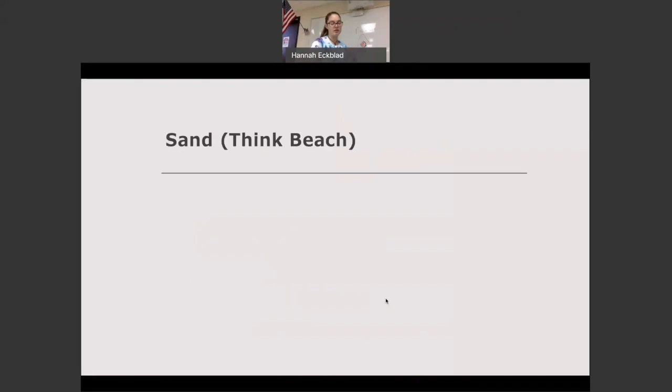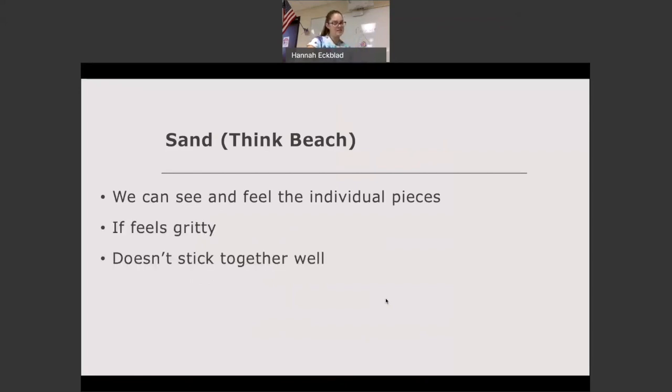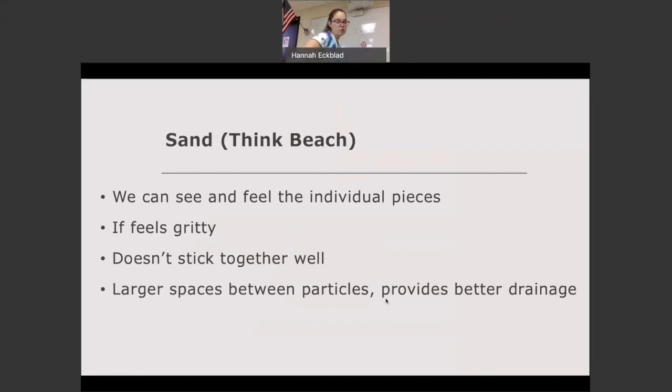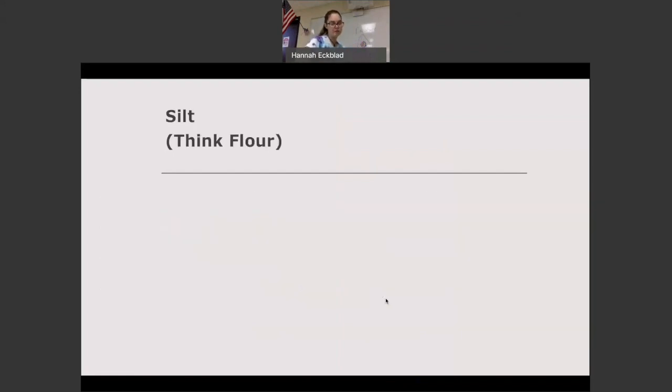So first of all, we have sand. Think of the beach. When you go to the beach and play in sand, you do want to write this part down. When you play in sand, think of those particle sizes. We can feel and see the individual pieces in sand. It feels gritty. It doesn't stick together very well. When you hold it in your hand, if you try to get it to form, it doesn't work very well. There are also larger spaces between particles. This provides really good drainage. For example, on a beach, when the waves come up over it, the water can filter through the sand.